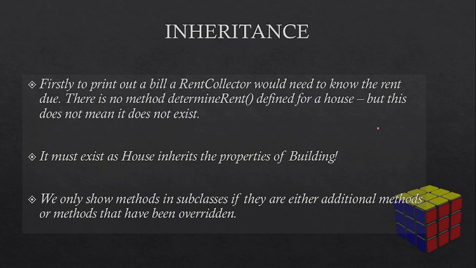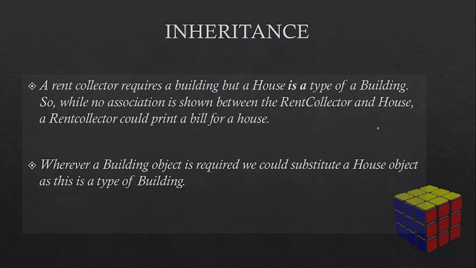But in the house, there is no determine rent method shown. But this does not mean that it does not exist. It must exist as house inherits the properties of a building. So we only show methods in subclasses if they are either additional methods or methods that have been overridden. Okay. So a rent collector requires a building, but a house is a type of building. No association is shown between the rent collector and house. Rent collector could take a bill for a house also.